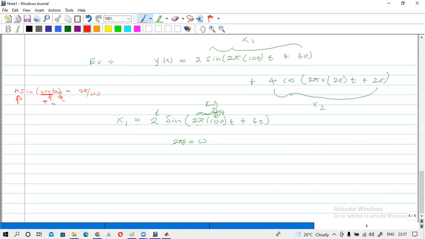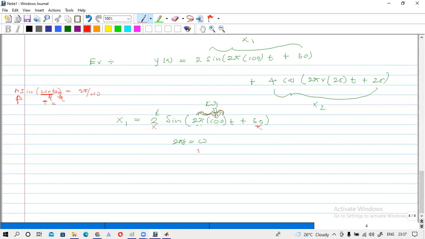Okay, this amplitude and the phase do not affect the period. Please keep that in mind. So this 50 will not affect the period, and this 2 also will not affect the period. Only this will affect the period. What is that? This is omega 1.